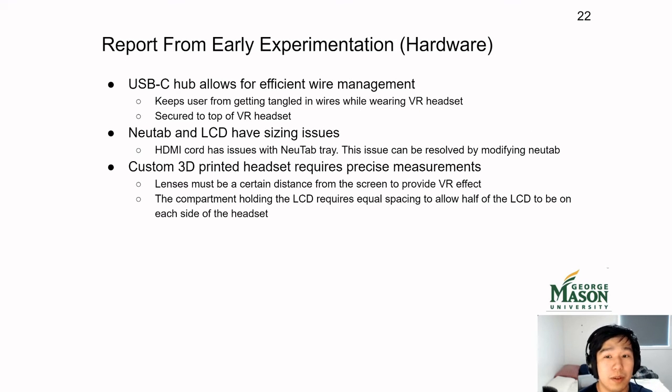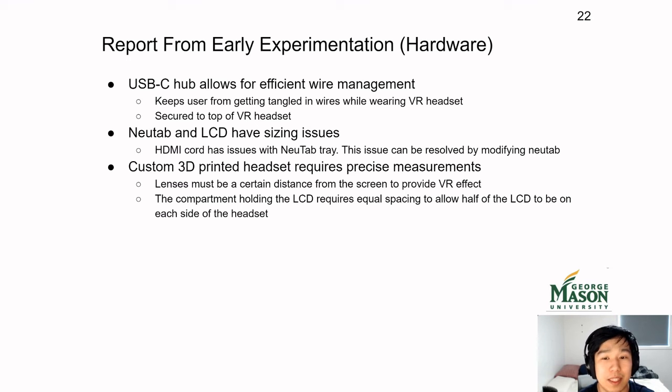From a hardware point of view, the USB-C hub allowed us to mitigate excess wiring tangling in between the systems. This hub was placed on top of the headset. An issue we found with the NeoTab is that our screen plus the HDMI cord is ever so slightly bigger than the compartment allowed. At the time of our early experimentation, we did not have the 3D printed headset completed, so we continued experimenting with the NeoTab.